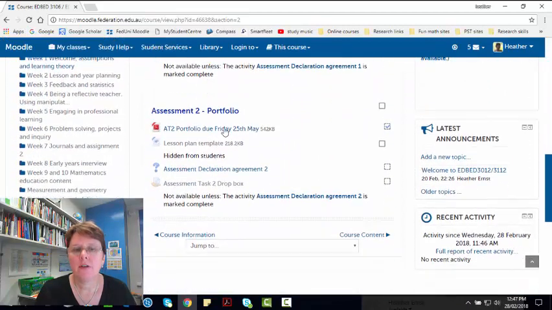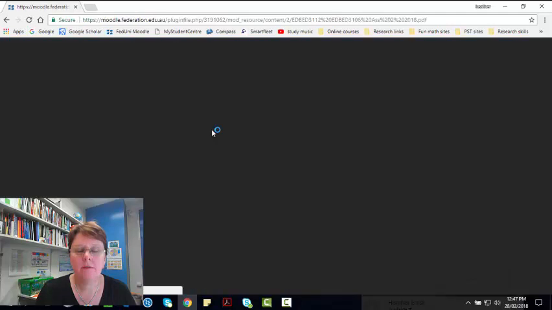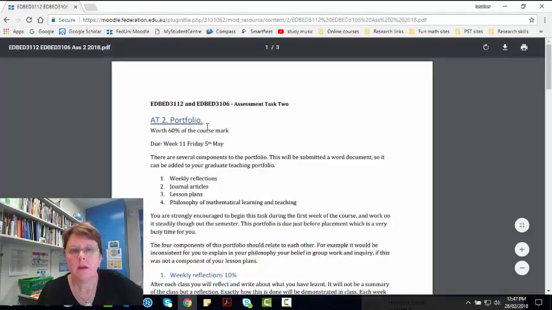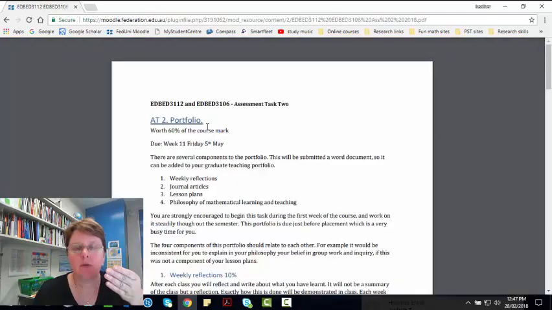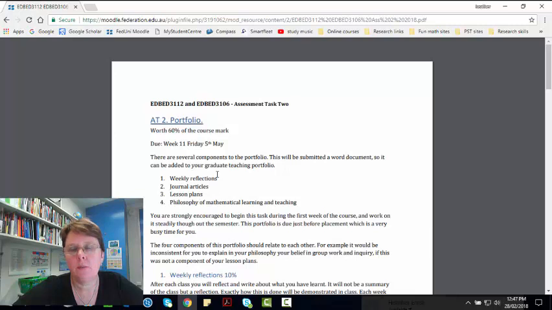The portfolio task is in the assessment section, and we have 4 parts to our portfolio task. However, they are all linked together. Each week you will do a weekly reflection, a weekly portfolio task. After each week, your lecturer will give you a prompt on what to be reflecting on.